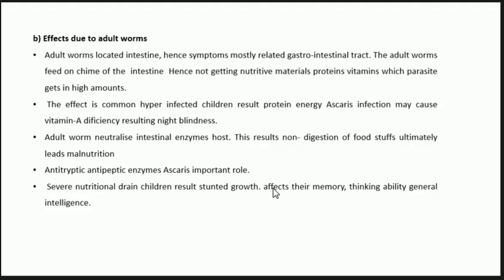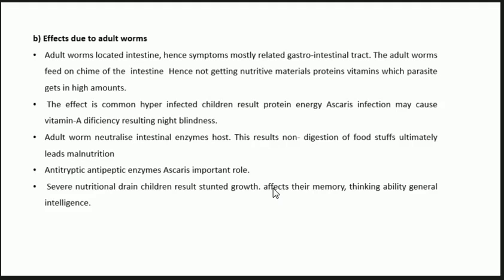There is a possibility of one more thing: in heavily infected children, protein deficiency results from the excessive food taken by the Ascaris. So Ascaris infection may cause vitamin A deficiency, resulting in night blindness in children, because the worms are absorbing everything. So how are the adult forms protected?